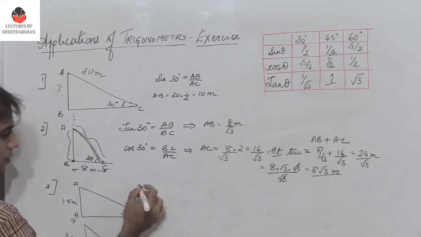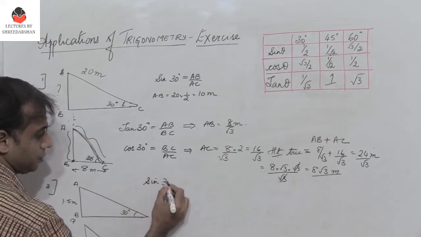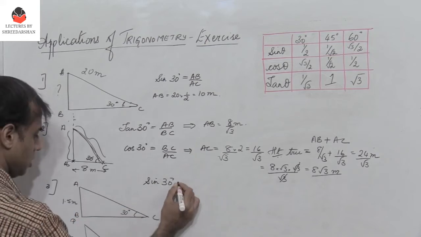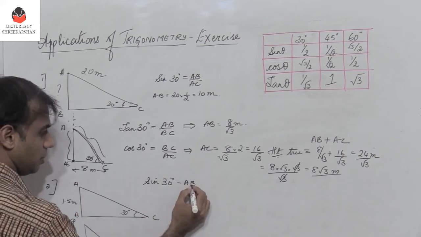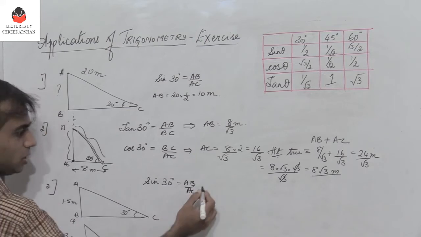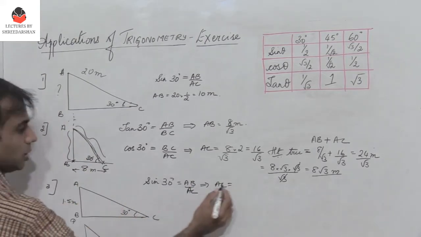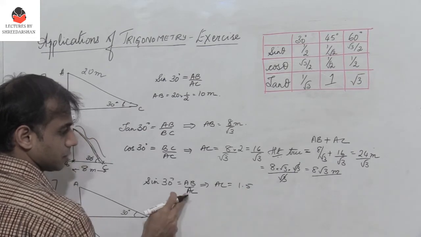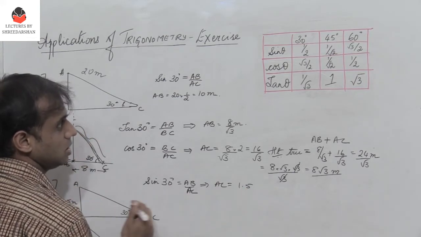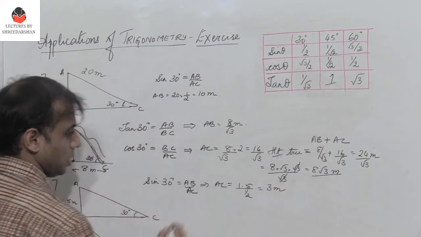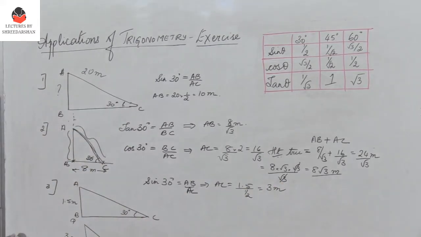So we know that sine 30 is opposite side by hypotenuse. So we need to find the hypotenuse here. So the opposite side is AB by AC. So I need to find AC. This implies AC is AB, AB is 1.5, isn't it? Divided by sine 30. Sine 30 is 1 by 2. So you have 3 meters. So the length of the slide here is 3 meters.